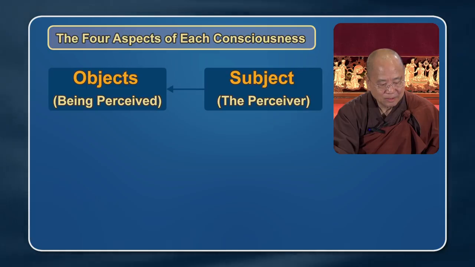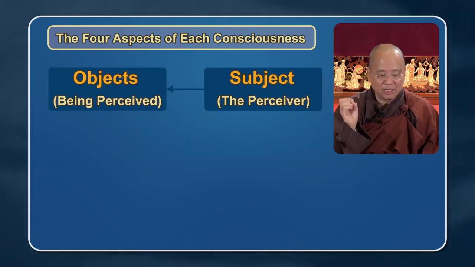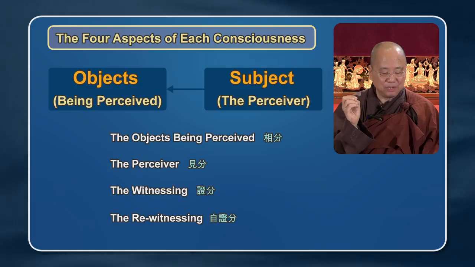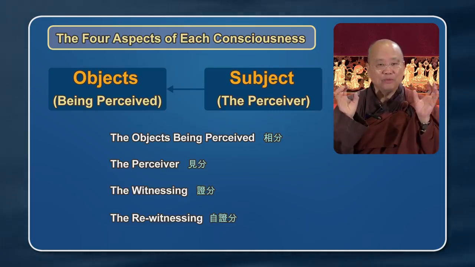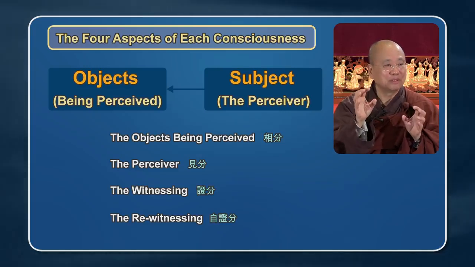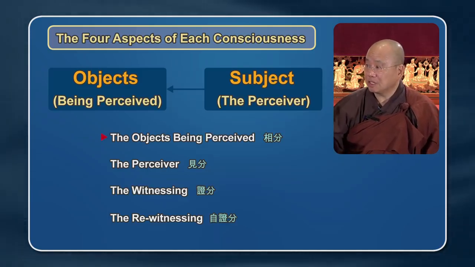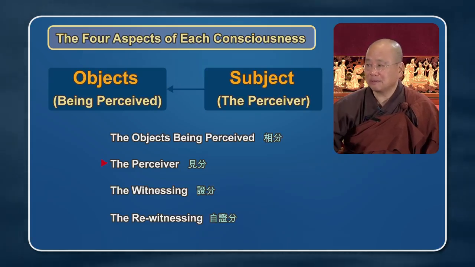Then try to understand this. We have to understand what is the subject and what is the object. What is the perceiver and what is being perceived. Let's get into that. Each consciousness has four parts to it. The subject being the perceiver, and the objects, being perceived. Not just that. There's also the witnessing part of it. There is also the re-witnessing part of it. When each consciousness functions, all these things happen simultaneously. There must be objects being perceived, either real objects or imaginary, delusive objects in your mind, but there's got to be a perceiver.